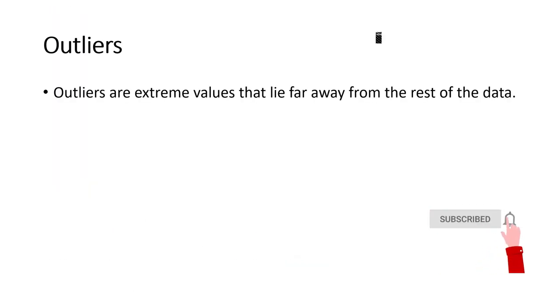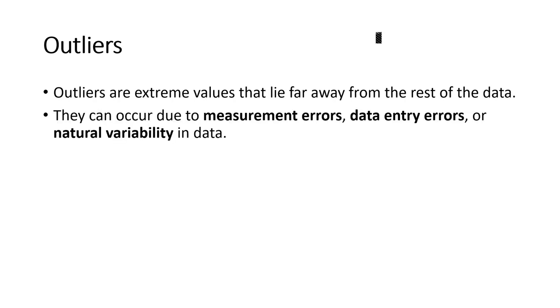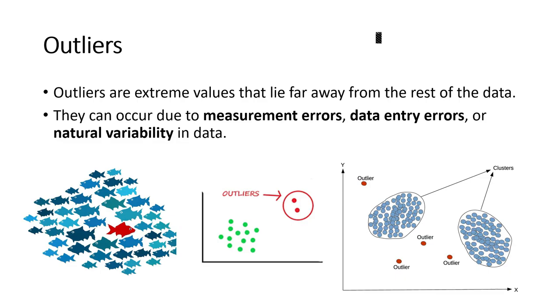So what are outliers? Outliers are extreme values that lie far away from the rest of the data. They can occur due to measurement errors, data entry errors, or natural variability in the data. For example, here you can see that the red fish is an outlier, due to its color and different behavior from the rest of the data. Similarly, you can see outliers in different images.